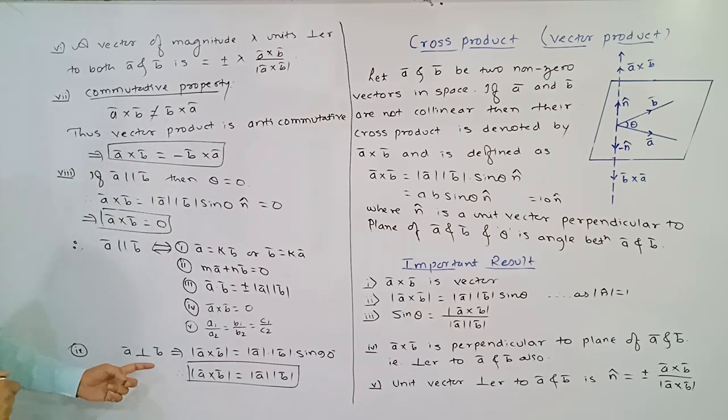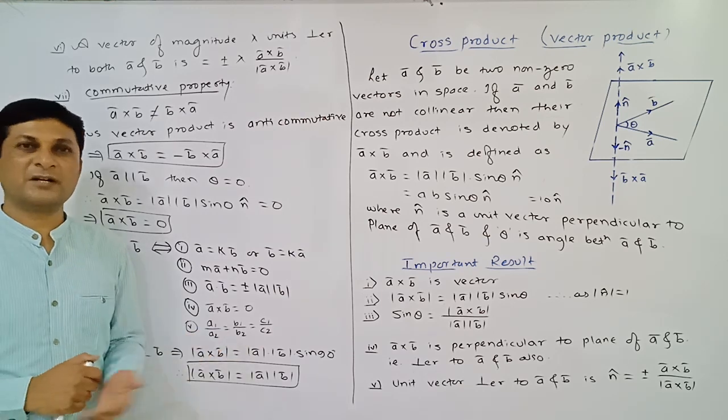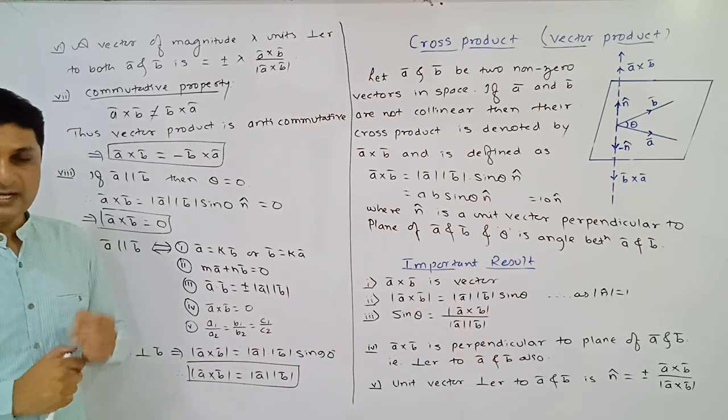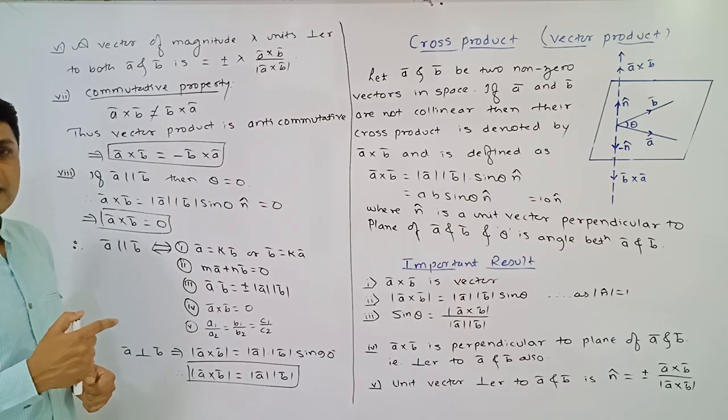Now we are discussing the condition for vectors to be perpendicular. Already one very important condition we have seen in case of dot product, that if the dot product of two vectors is 0, at that time we can say that two vectors are what?